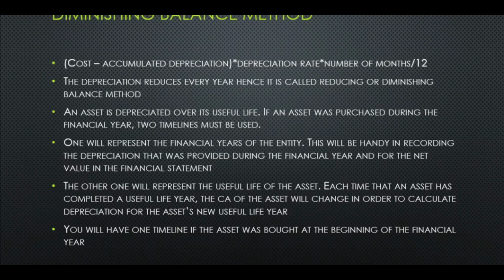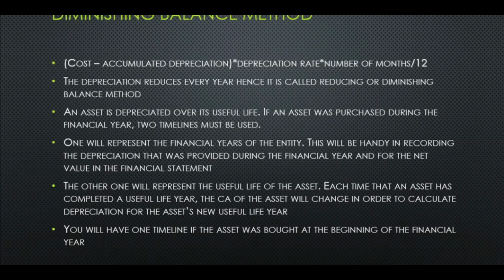Diminishing balance method. The formula is cost less accumulated depreciation times the depreciation rate times the number of months you've had the asset in the particular financial year divided by 12, which is the number of months. The depreciation reduces every year, hence it is called reducing or diminishing balance method. An asset is depreciated over its useful life.